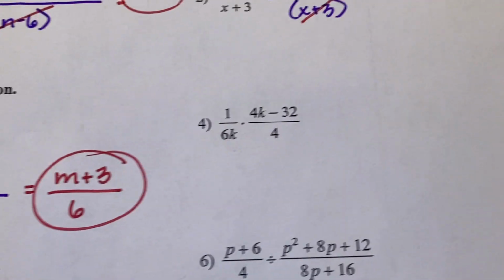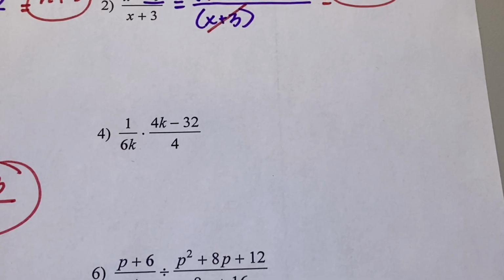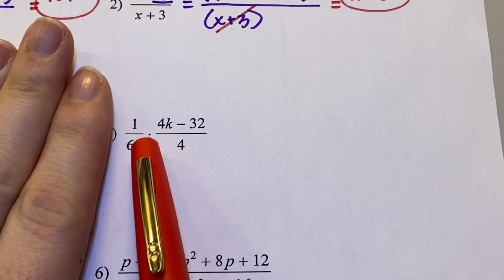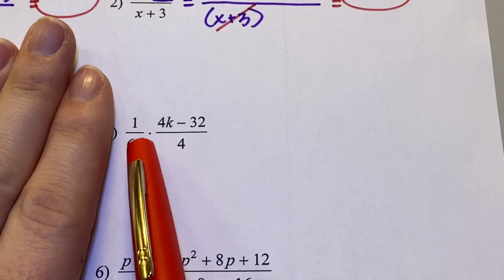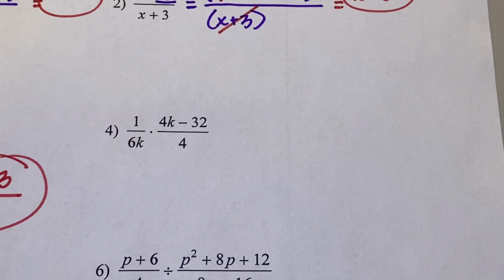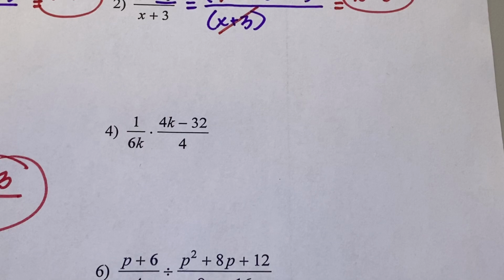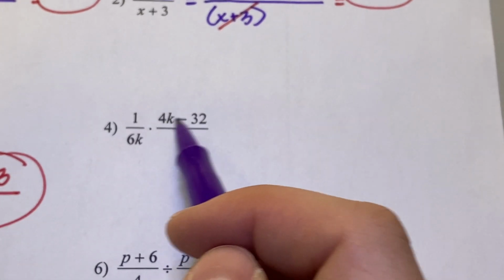Okay, let's look at number 4. What's the operation? What's happening in between these two fractions? Multiplication, which means at the end we can just make it one big fraction, cancel things out. So all we have to decide is, can it be factored? Can I factor 1? No. Can I factor my other numerator?